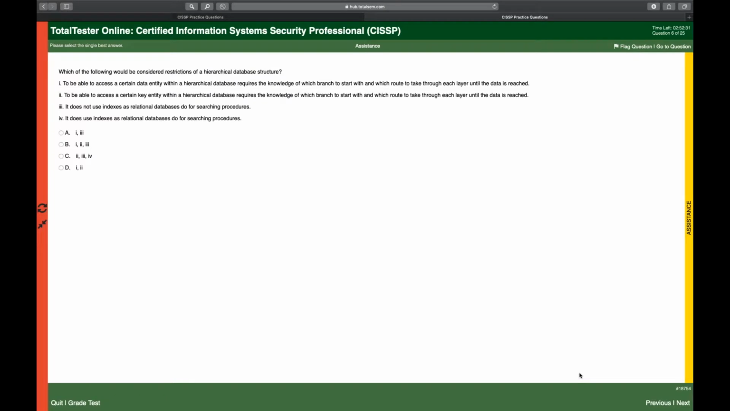Number 6, which of the following would be considered restrictions of a hierarchical database structure?